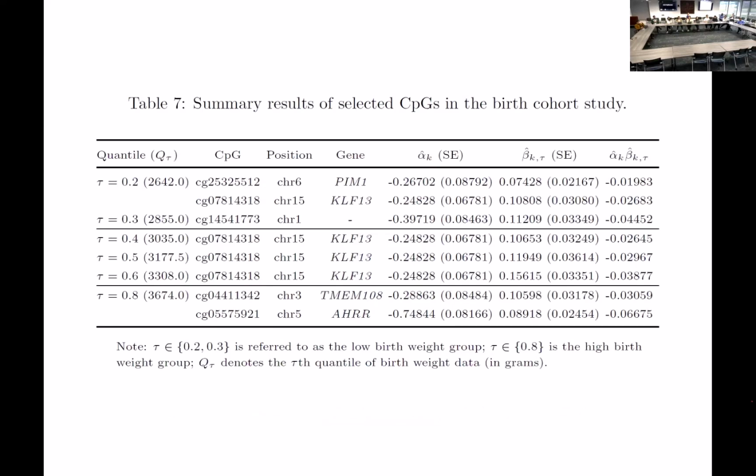So this is a summary from our model. What we see here is that at different tau we identify different CpGs. At tau equals 0.2 we identify these two CpGs, and at 0.3 we identify this one. For the normal birth weight group, we identify this one at these 3 tau levels. So this is quite consistent in the normal birth weight group; we identify the same CpGs. We cannot identify any for tau equals 0.7, but we identify 2 for tau equals 0.8.